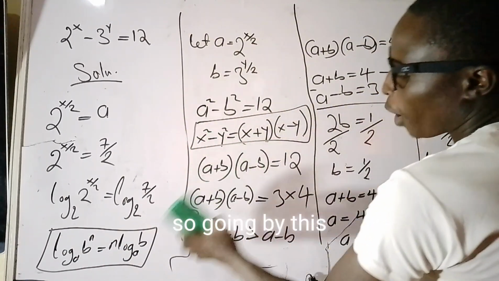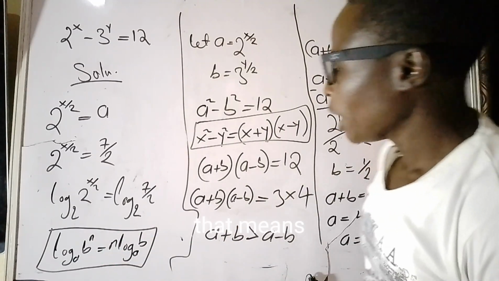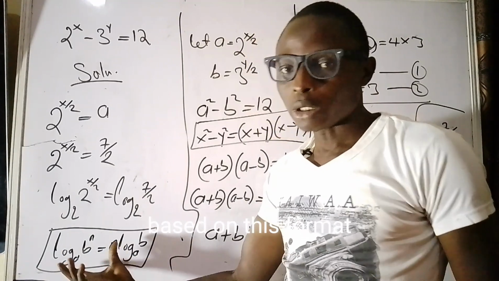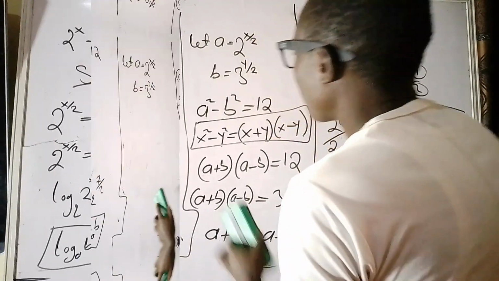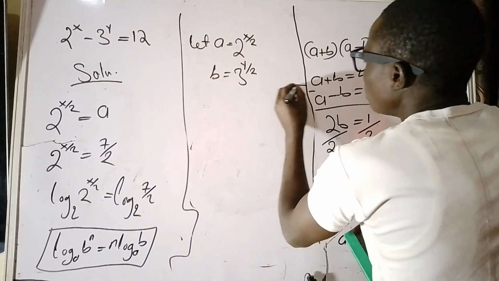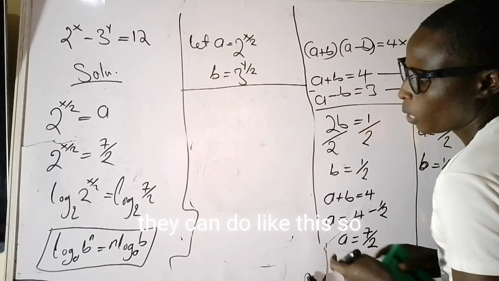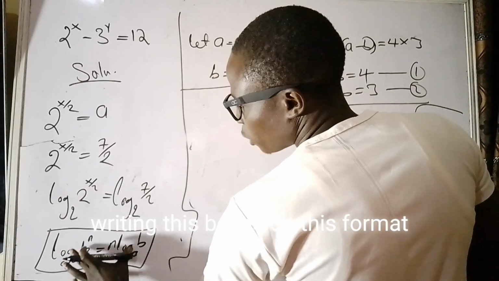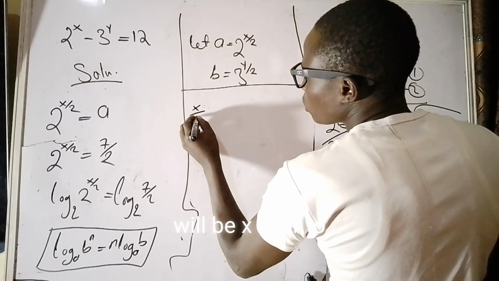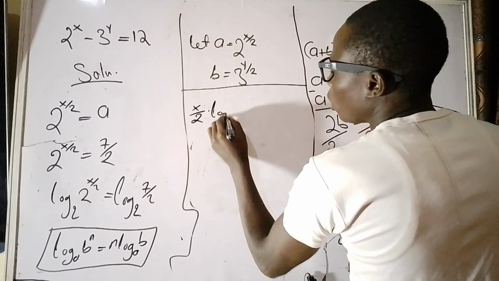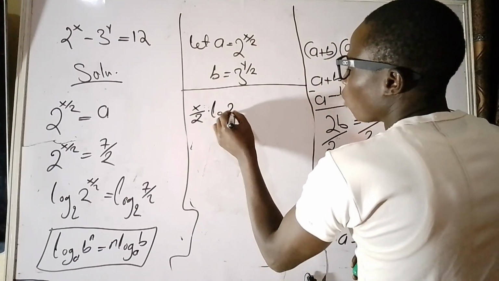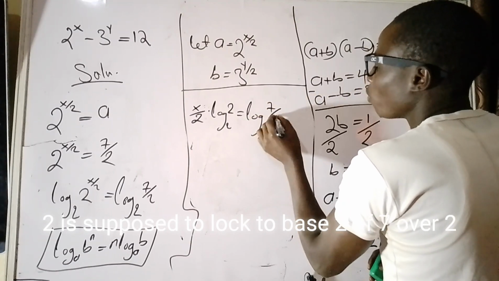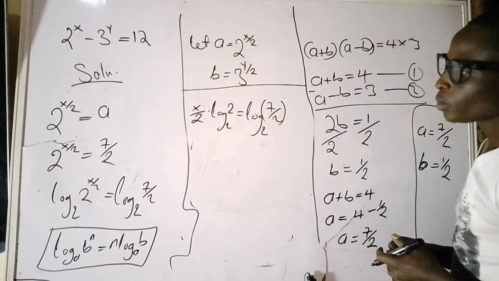So, going by this, that means I can rewrite the left-hand side of this equation based on this format. Writing this based on this format will be x over 2 log to base 2 of 2 is equals to log to base 2 of 7 over 2.